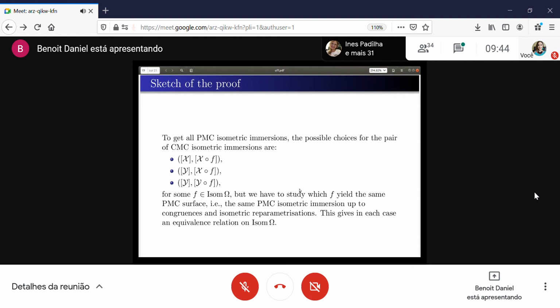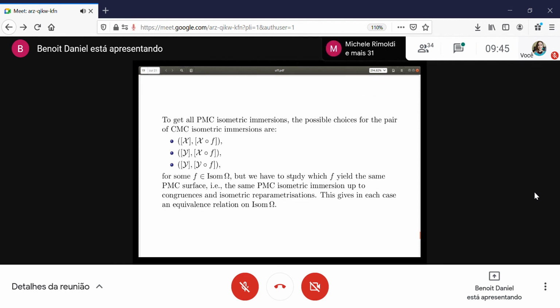So we have to understand when 2 isometries F give the same PMC isometric immersions up to congruencies and isometric reparameterization. And this gives me an equivalence relation on the isometry group of omega. And to illustrate this, I will explain case number 3. Case number 3 is when I take 2 copies of the helicoidal examples, Y and Y composed with F.